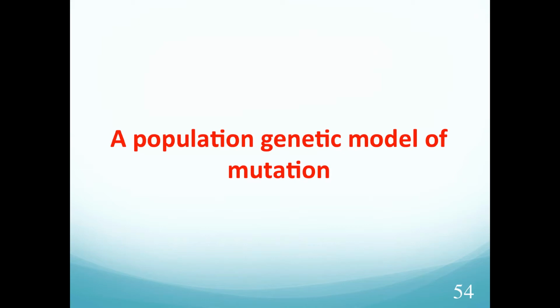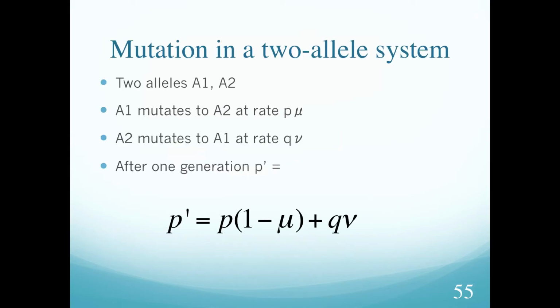We can create a mathematical model of how mutation affects a two-allele system, the same type of two-allele system that we were using for Hardy-Weinberg. So in this two-allele system, we have two alleles, A1 and A2. A1 mutates to A2 at a rate of P, where P is the frequency of allele A1, times mu. And A2 mutates to A1 at a rate of Q, which is the frequency of A2, times nu.